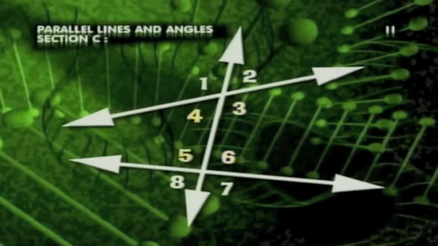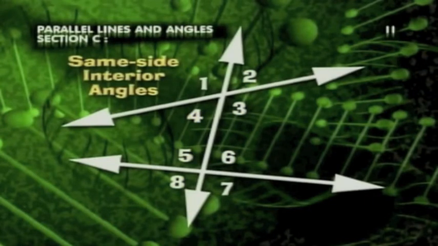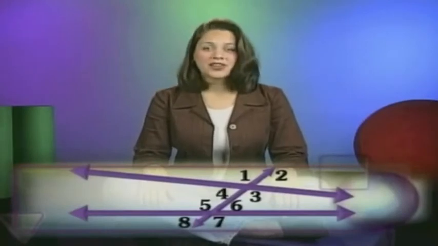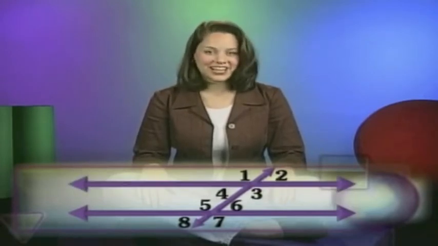Angles 3 and 6 and 4 and 5 are same-side interior angles because, well, the pairs are all interior angles on the same side of the transversal. Now that's a lot of angles for just 2 lines and a transversal, but it's not too tough. Now let's change the situation a little. We have the transversal intersecting a pair of parallel lines. Let's check out the corresponding angles.